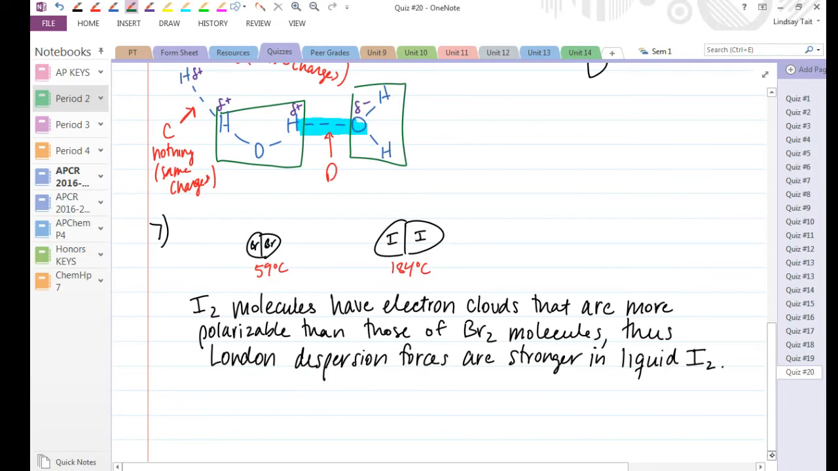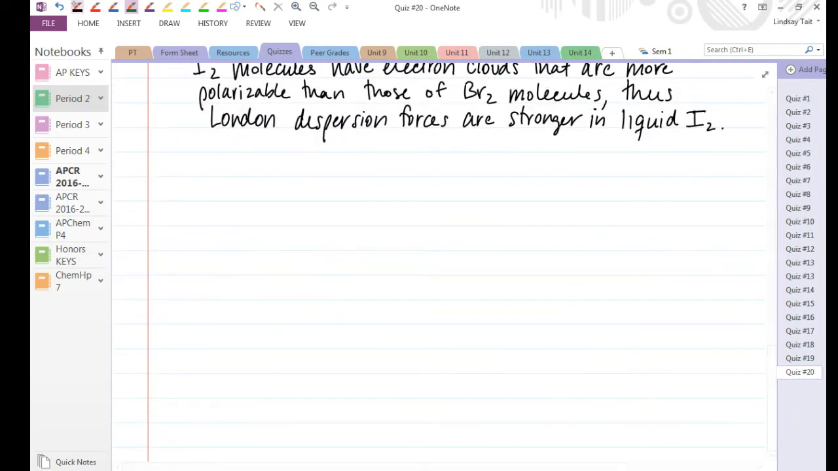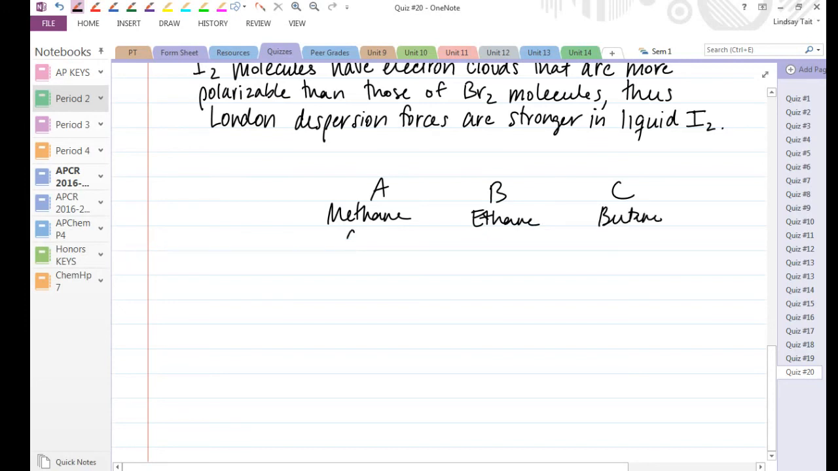All right, so then the last three questions was a question set. And so in this question set, you were given a bunch of information. You had 3 containers. They even told you what everything was: methane, ethane, and butane. They gave you the chemical formulas: CH4, C2H6, C4H10. And then they gave you the molar mass.